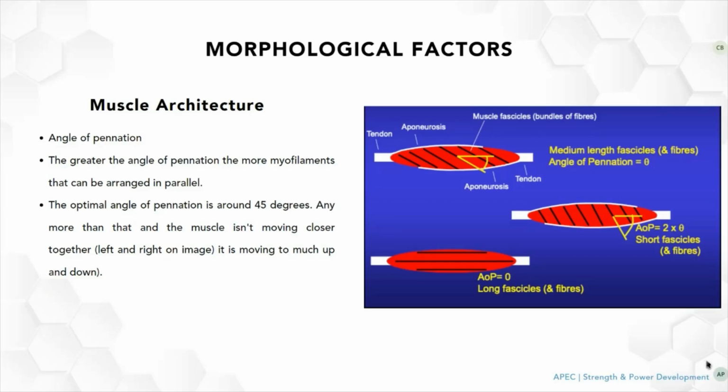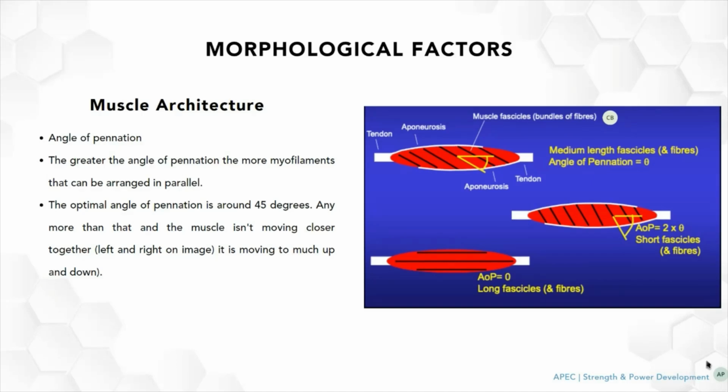Looking at muscle architecture, what we're looking at here is essentially the angle of pennation. So the angle of pennation is the angle between the two tendons and the muscle fibers. Looking at this image here on the right of a muscle, you have the two tendons, the origin and insertion on the left, and then in black you have the muscle fibers, and the angle of pennation is the angle between these.